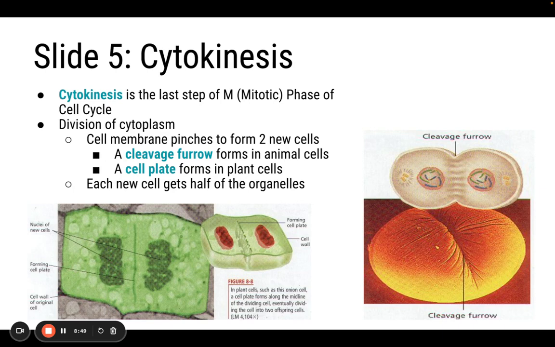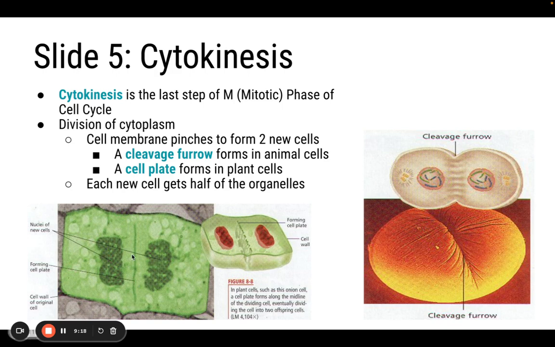The final stage of the mitotic cycle is going to be cytokinesis. Cytokinesis is the last step of the mitotic phase. And what happens here, as I stated earlier, is the cytoplasm gets divided up between the 2 new daughter cells along with the organelles. The cell membrane pinches off to form 2 new cells, so they call this the cleavage furrow. So this cleavage furrow will continue to divide until the cells completely separate from each other.